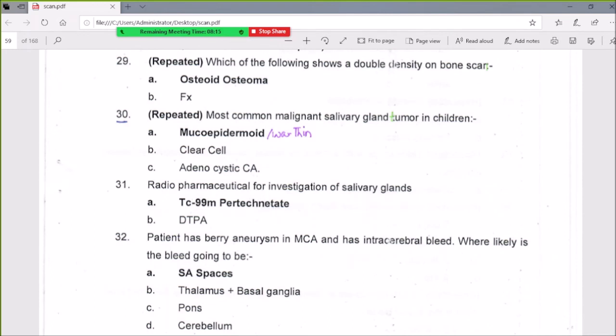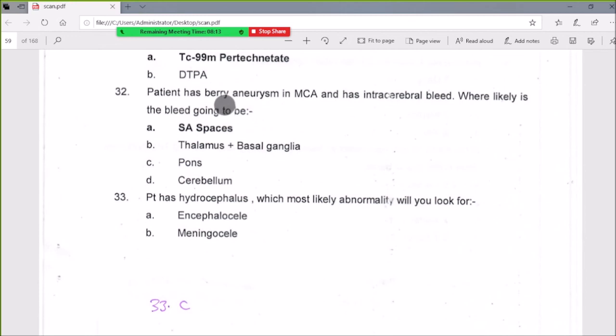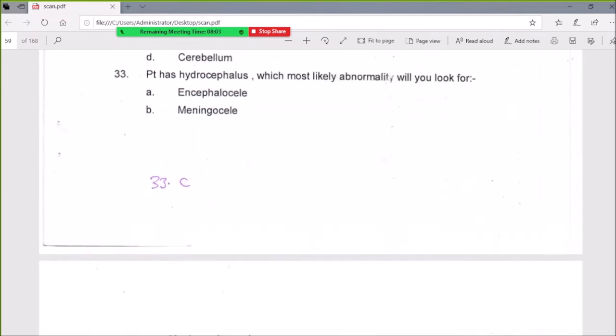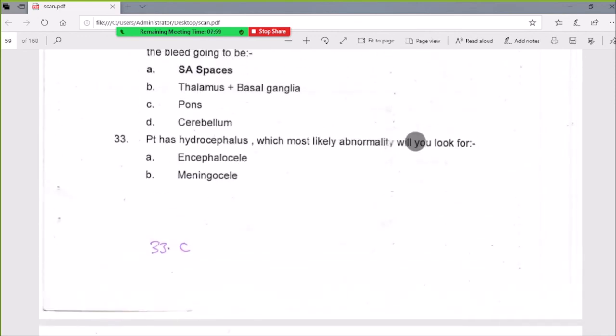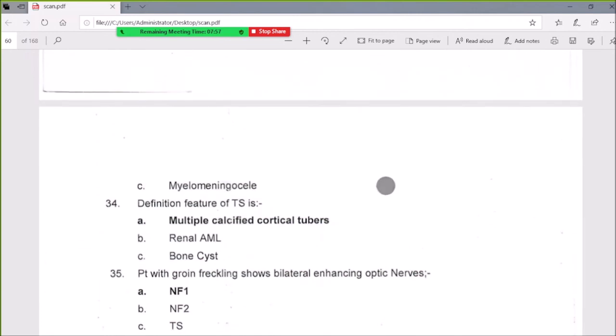Patient has brain aneurysm in MCA and intracerebral bleed, where is the bleed likely going to be? Subarachnoid space. Patient has hydrocephalus, which most likely abnormality will you look for? Meningomyelocele.